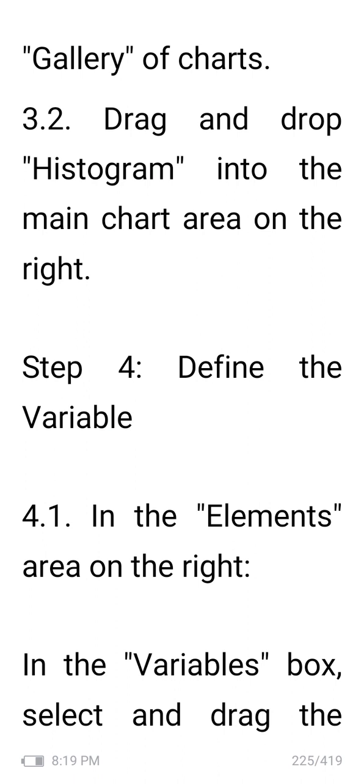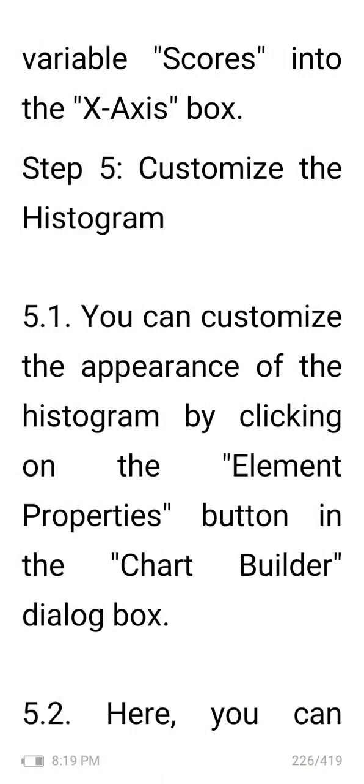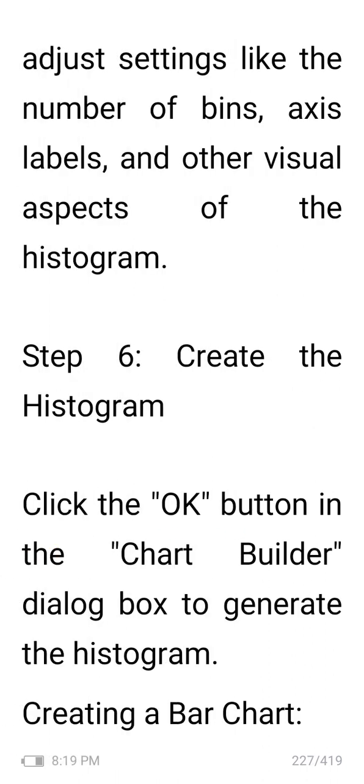Drag and drop histogram into the main chart area on the right, then define the variable in the elements area on the right. In the variables box, select and drag the variable scores into the x-axis box. Then customize the histogram. You can customize the appearance of the histogram by clicking on the element properties button on the chart builder dialog box. Here you can adjust settings like the number of bins, axis labels and other visual aspects of the histogram. Then create the histogram. Click the OK button in the chart builder dialog box to generate the histogram.